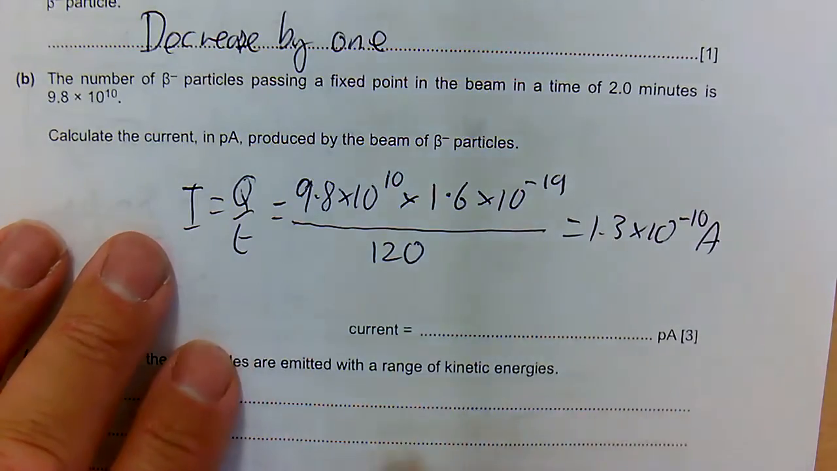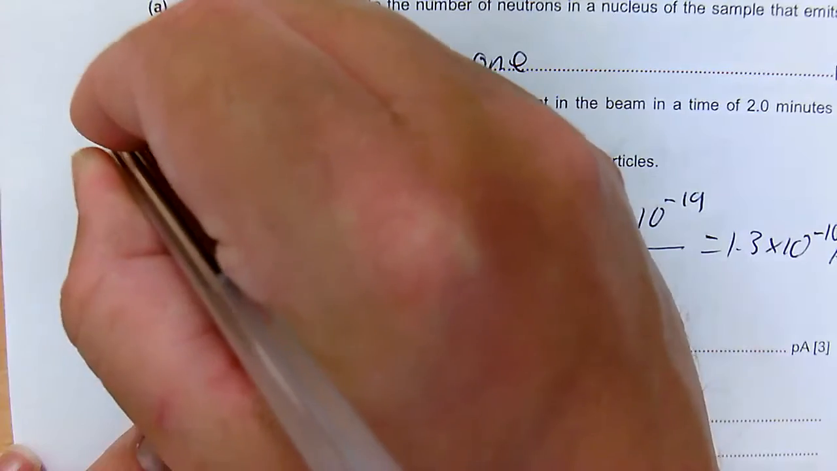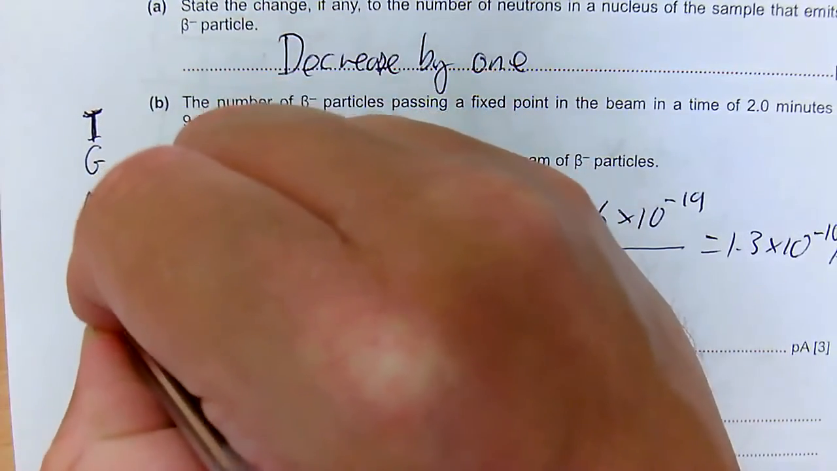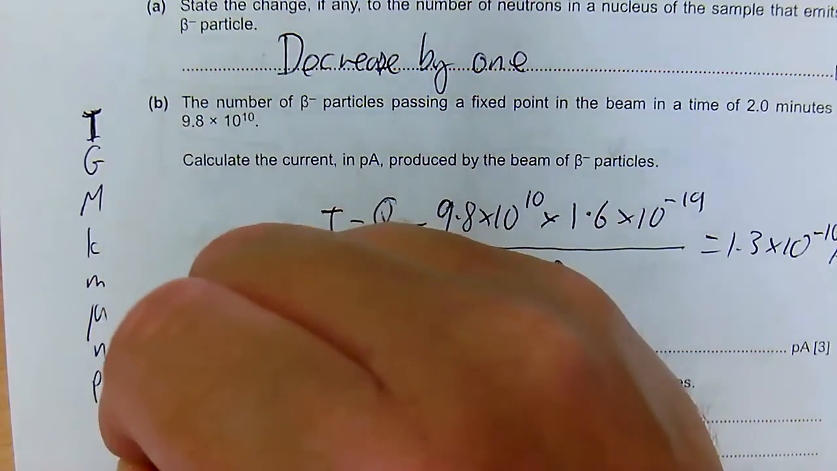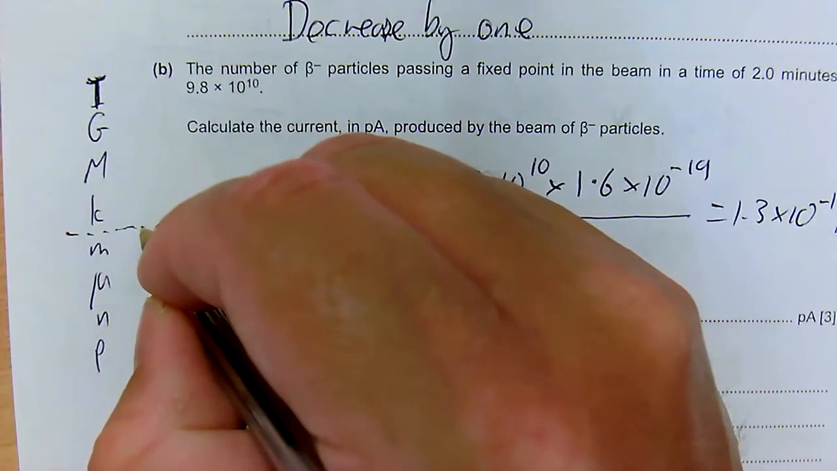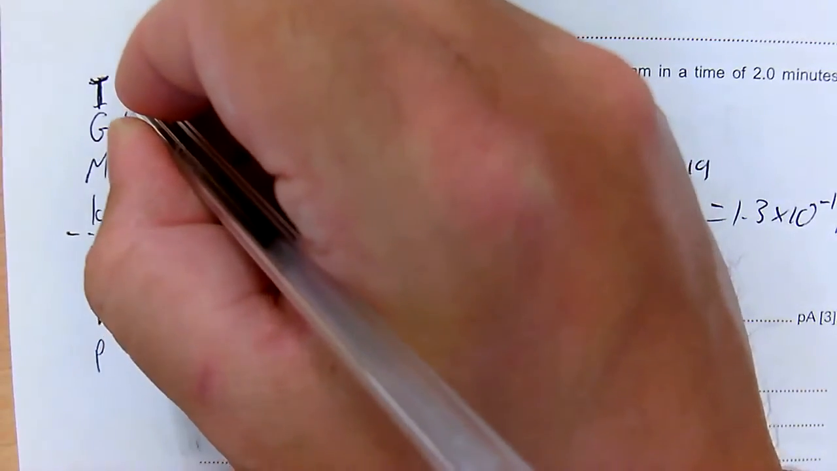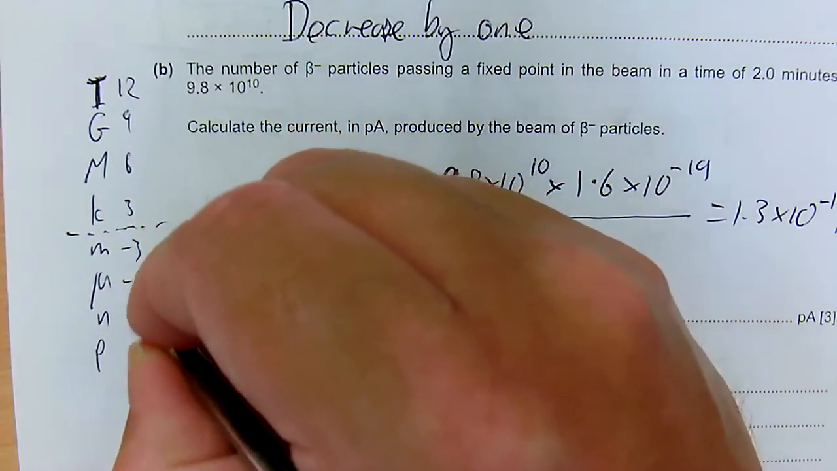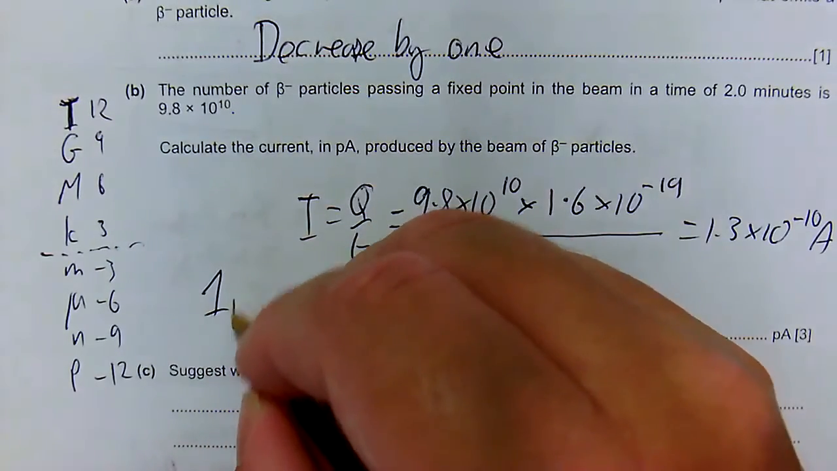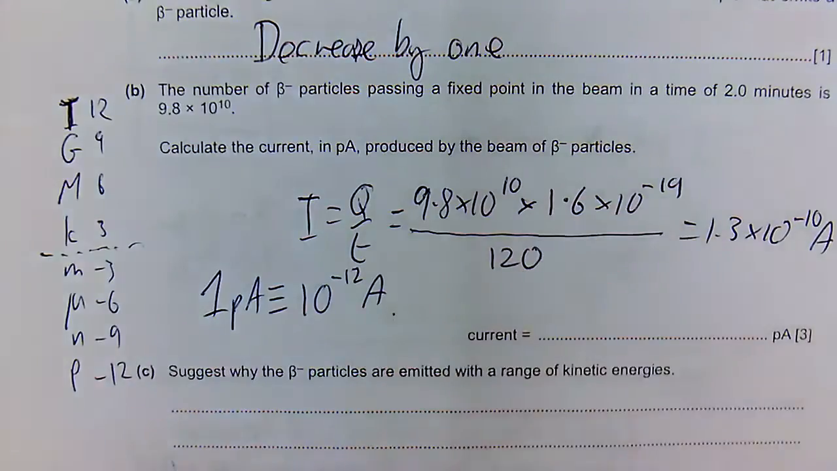But it wants it in picoamps. Well, if we think about it, that old mnemonic, terrible. I know it's a little bit sexist, but it's a good way of remembering it. Terrible girls make kind men microwave nasty pizzas. The cutoff here for a simple unit is in the middle. So that would be 3, 6, 9, 12, minus 3, minus 6, minus 9, minus 12. So 1 picoamp is exactly the same thing as 10 to the power minus 12 amps.